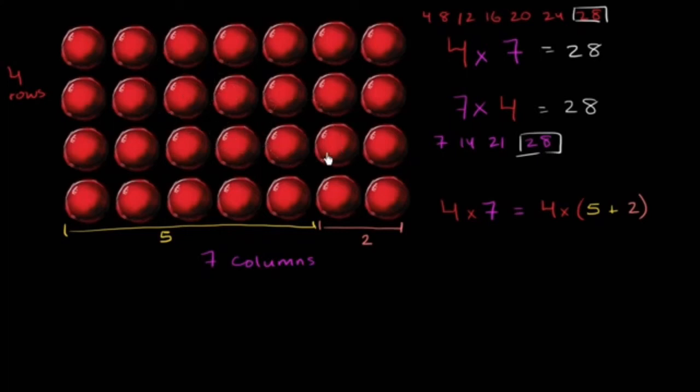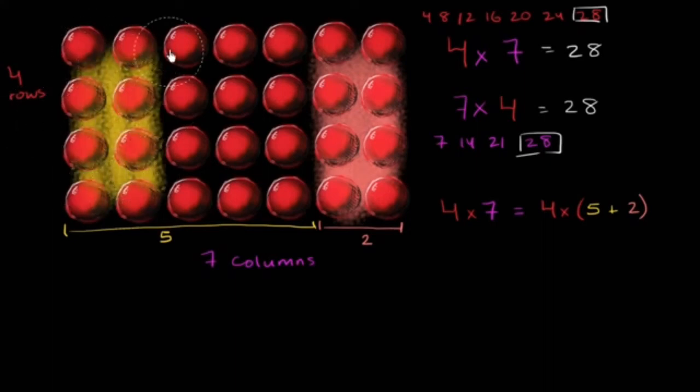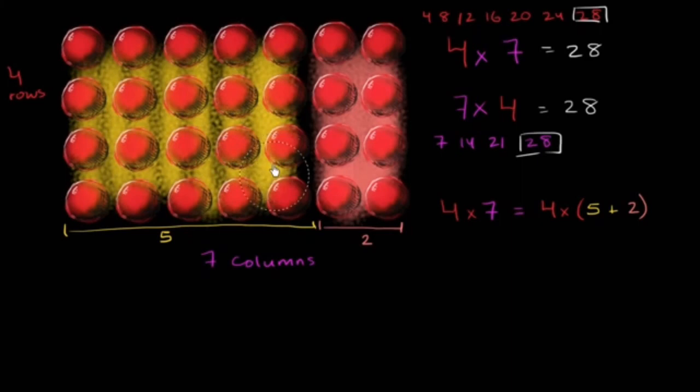So I could say, well, look, there's the array that has 4 rows and 2 columns right over here. And then there's the array that has 4 rows and 5 columns right over here. So how many objects are in the yellow one right over here? Well, there's 4 times 5 objects in the yellow grid or yellow array.